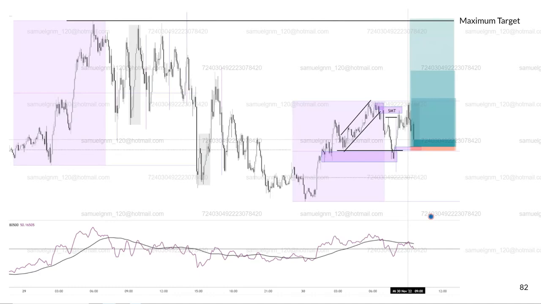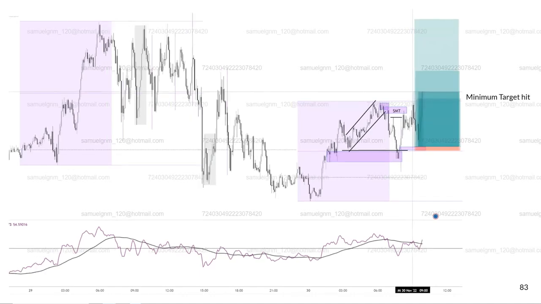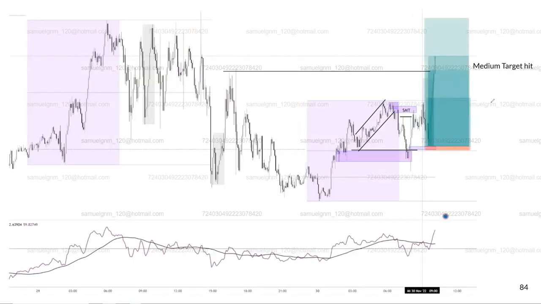And what does the price do? Boom, minimum. There we go. Minimum target hit almost instantly. Didn't waste too much time. 50 minutes, and the whole thing was in our minor target or minimum target. And then didn't wait too long also for the medium target.